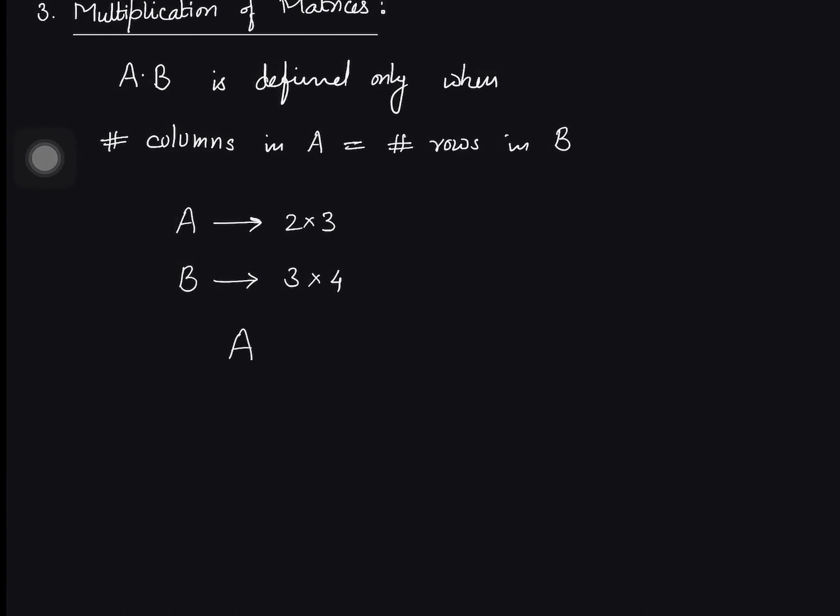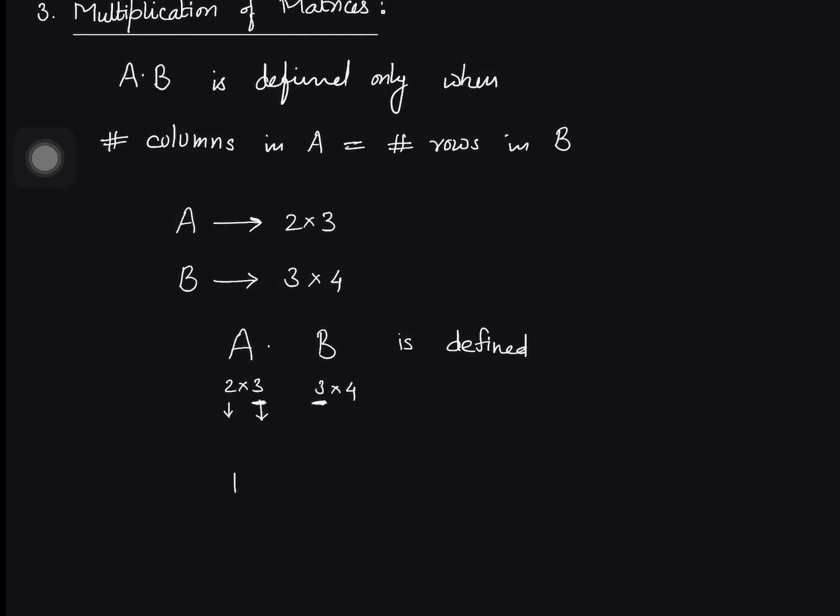So we have to see A dot B: 2 rows 3 columns, 3 rows 4 columns. You see that these internal numbers, because this is denoted by row, this denotes column. So the number of columns in the first matrix must be the same as the number of rows in the second matrix. So here A dot B is defined.